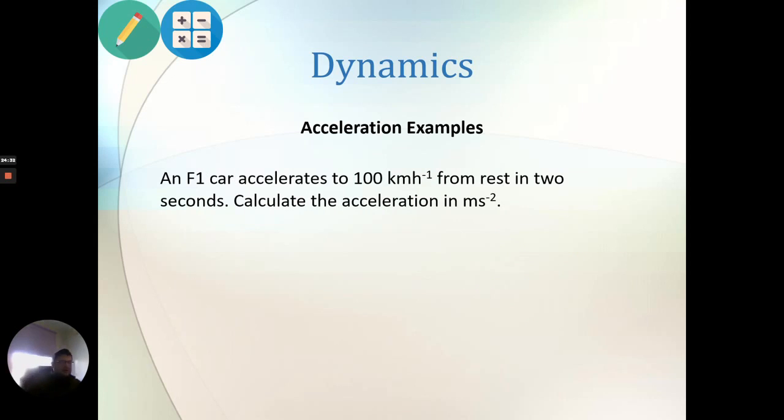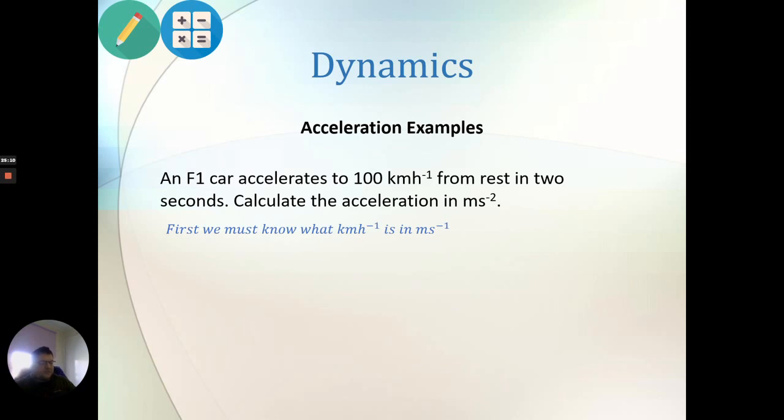Okay, an F1 car accelerates to 100 kilometers an hour from rest in 2 seconds. Calculate the acceleration in meters per second per second. Well, we do have an issue here. Can any of you spot it? The car accelerates to 100 kilometers an hour from rest in 2 seconds. Kilometers an hour is not a speed we can work with.